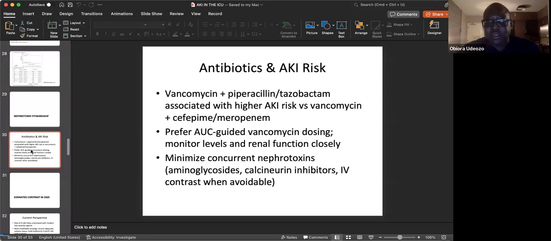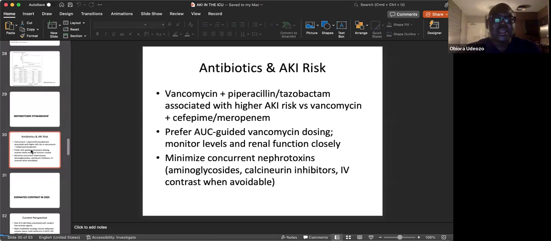Avoid giving additional nephrotoxins also, like your aminoglycosides, not very common now. The calcineurin inhibitors, we use those mainly in our transplant patients, kidney transplants or heart transplants. We're talking about tacrolimus and the rest of them. They cause AKI by vasoconstriction of the afferent arteriole of the glomerulus, and they might also be nephrotoxic too.